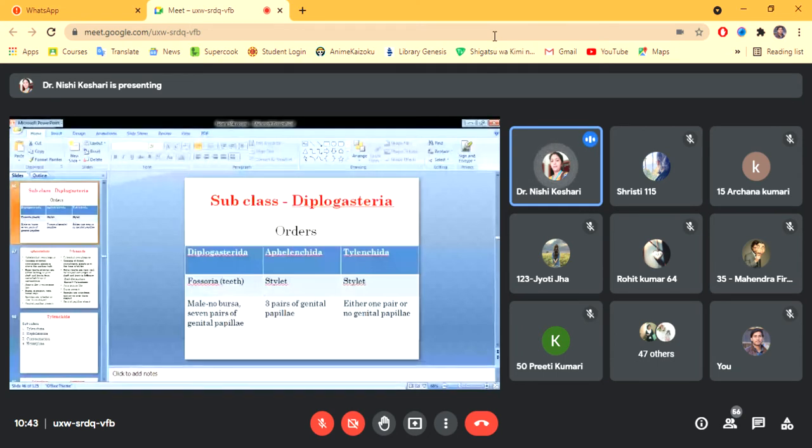The other difference is that males have no bursa in Diplogasteria. They have 7 pairs of genital papillae. Here, 3 pairs of genital papillae, and here either one pair or no genital papillae. Okay.